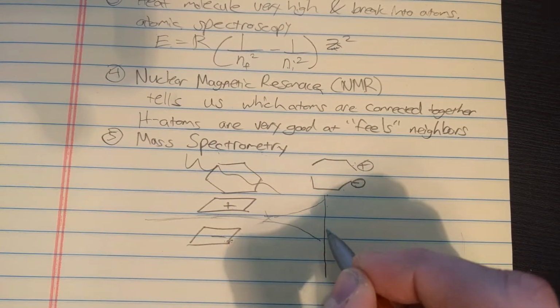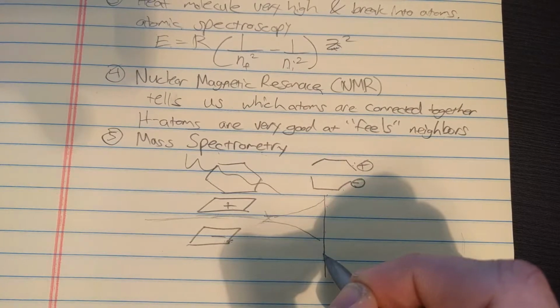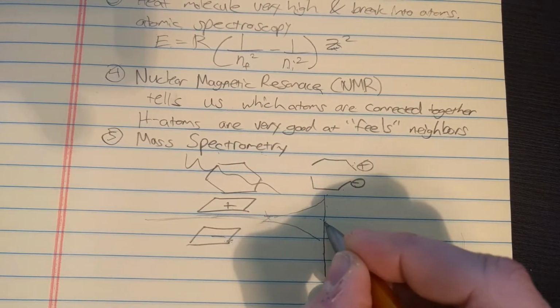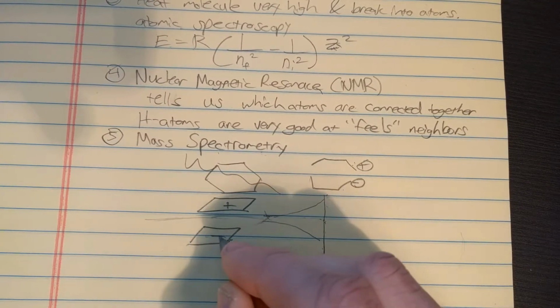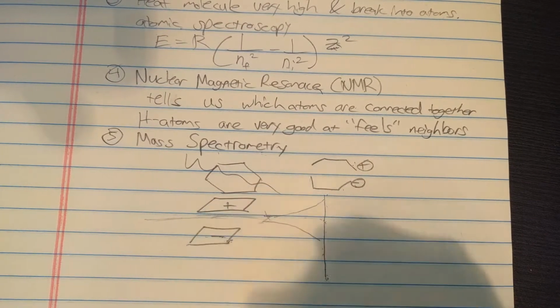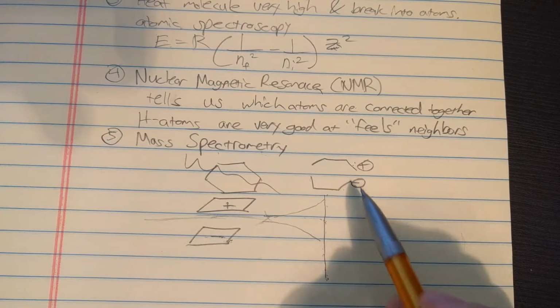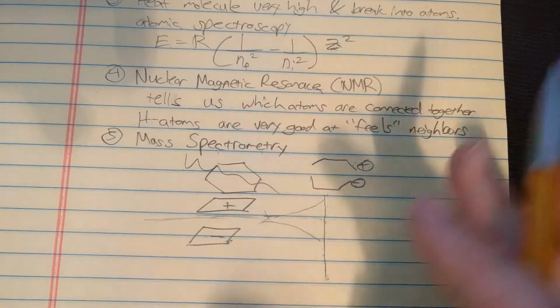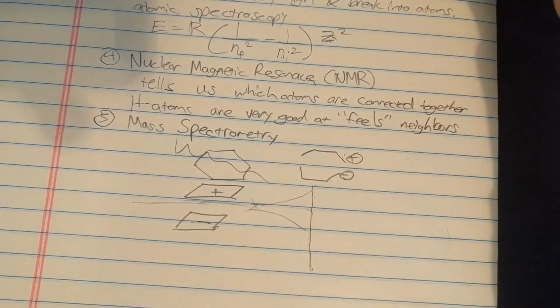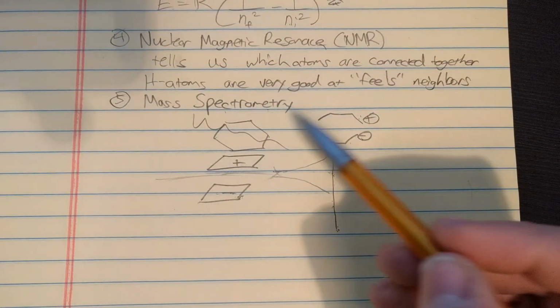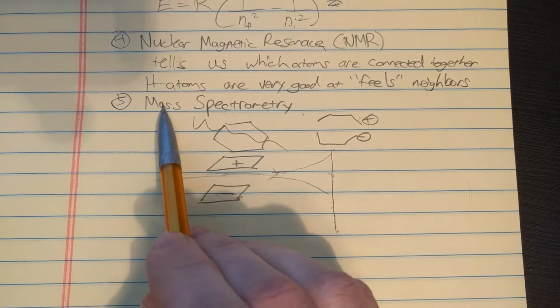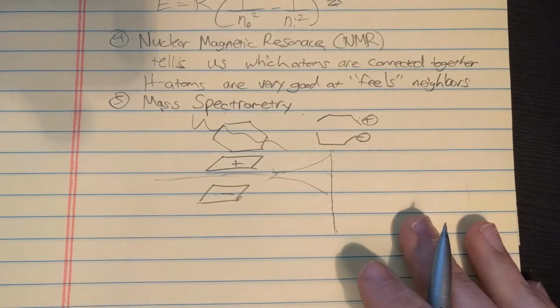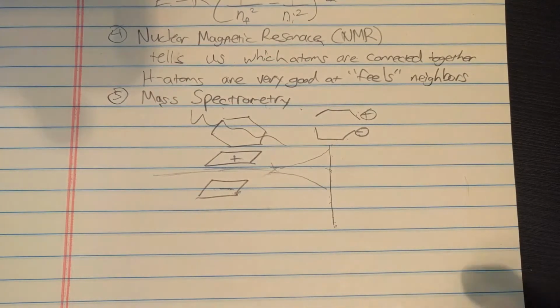And depending on where it lands here, heavy atoms will land closer to the center, and lighter atoms will land farther and farther away because they're easier to bend towards the plate which they're attracted to. So that can give you an idea of what pieces your molecule is composed of, how much those pieces weigh, how much mass those pieces have, and that's why it's mass spectrometry.